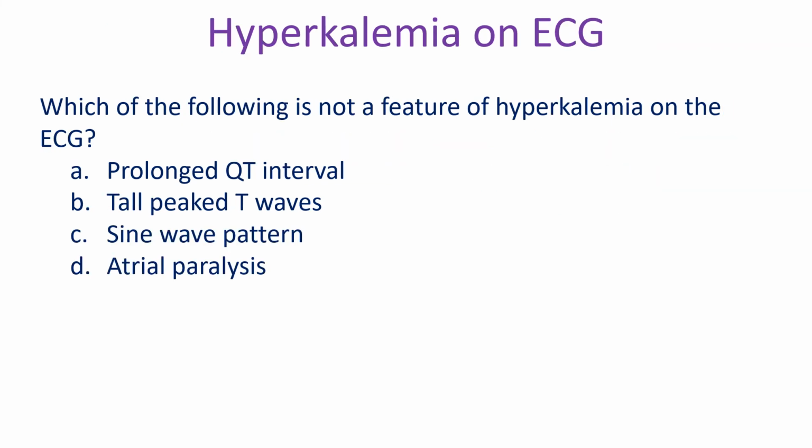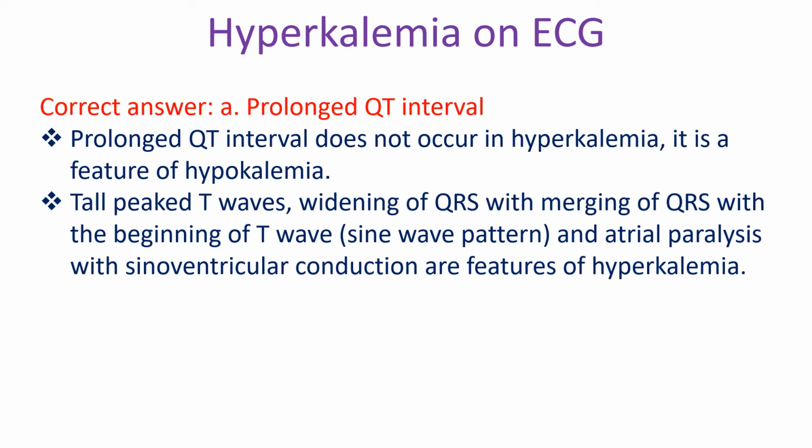Which of the following is not a feature of hyperkalemia on ECG? A. Prolonged QT interval. B. Tall peaked T waves. C. Sine wave pattern. D. Atrial paralysis. Correct answer A. Prolonged QT interval.